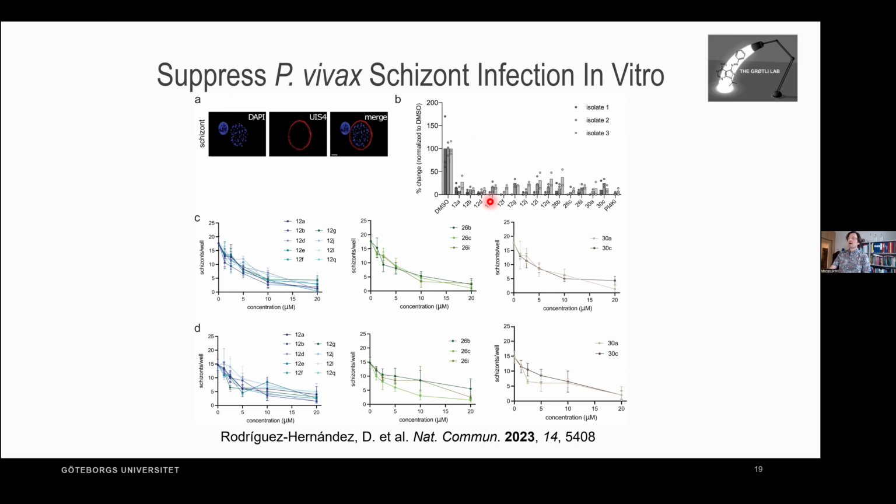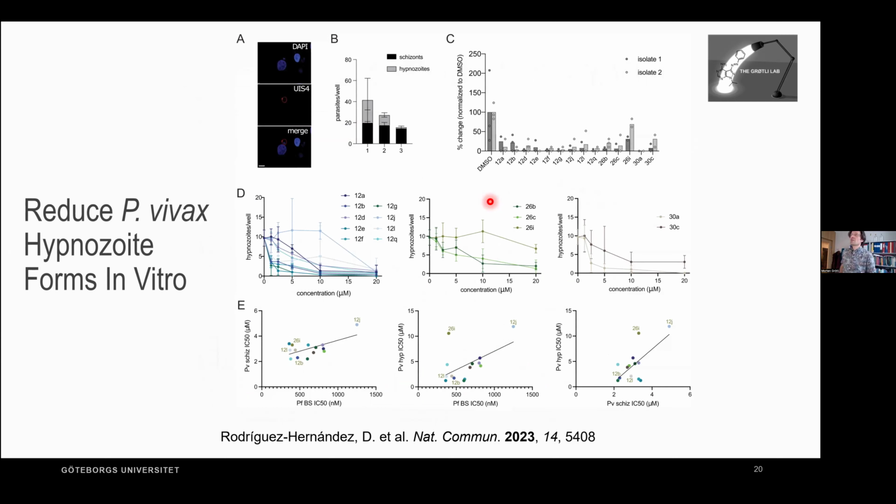However, what is the really interesting thing is that the compounds seem to be very efficient at treating hypnozoites. That's the latent form of the liver stage. And again, if you look at the bar graph up here, you see that some of the compounds basically wipe out all the parasites. It kills them very efficiently. Again, this is at 20 micromolar concentration.